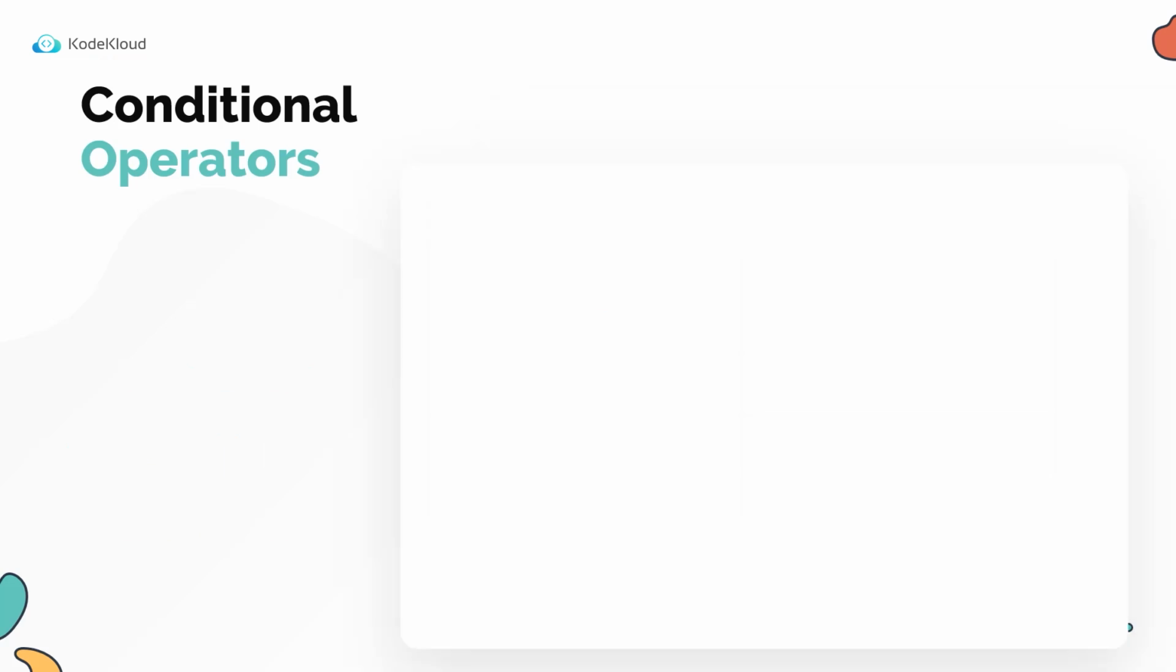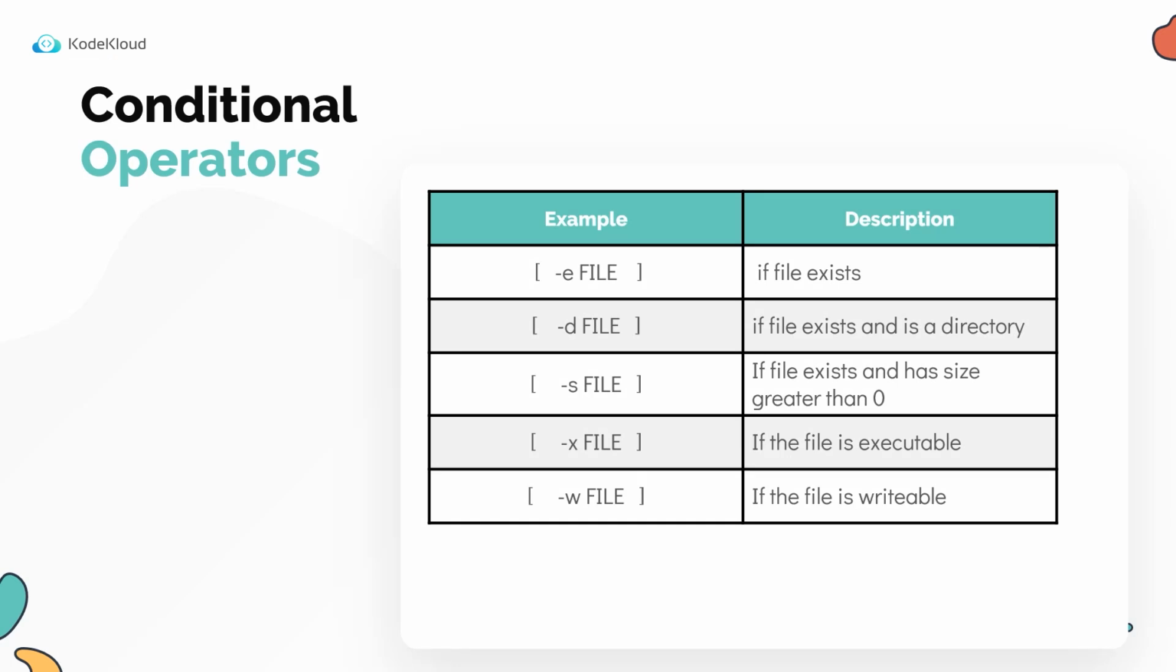So there are some file level operators as well. For instance, the -e operator checks if a file exists. The -d operator checks if the given path is a directory. The -s operator checks if the file has a size greater than 0. The -x operator checks if the file is executable. And the -w operator checks if the file is writable.